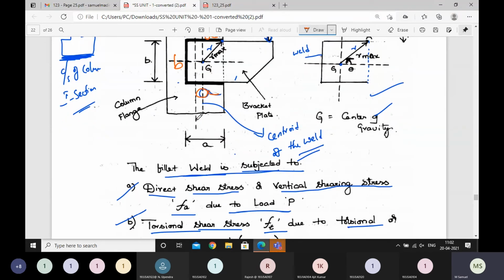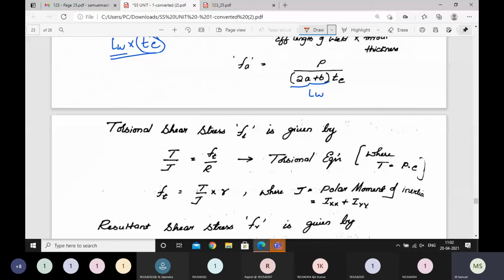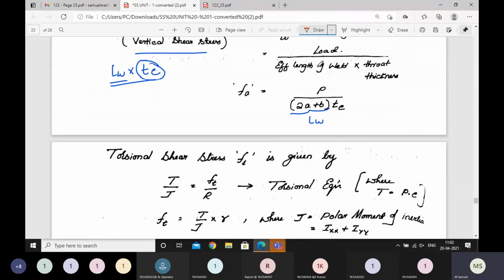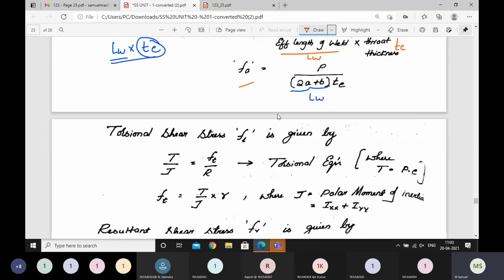So that is the length of the weld. Throat thickness is same, T. So area will be, see here I have given the formula also to make sure you understood properly. Effective area of the weld is nothing but effective length of the weld LW into throat thickness T. On substitution you get this. Okay. So now you know how to calculate direct shear stress. Now let us go into the second one, torsional shear stress.